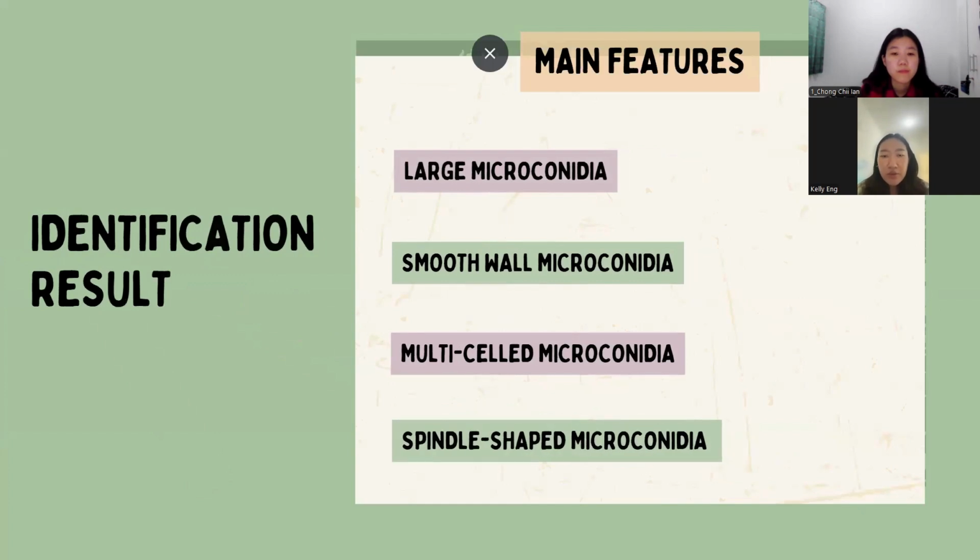So for the main features of the macroconidia of M. gallinae, they are large, smooth-walled, multicellular, and spindle-shaped.